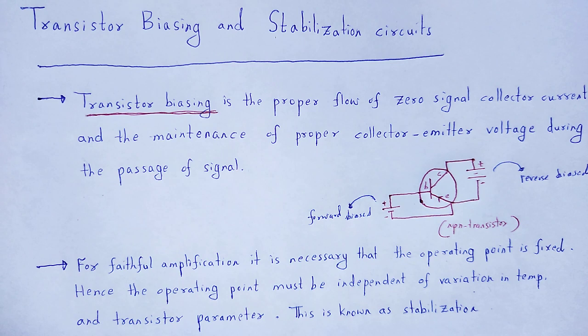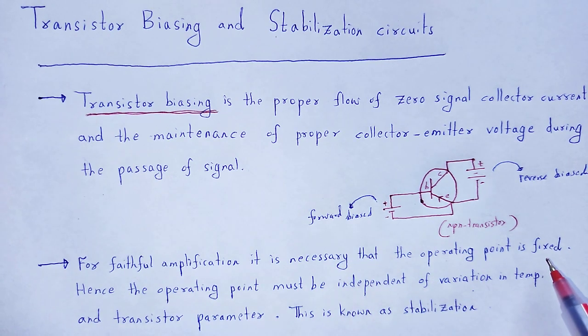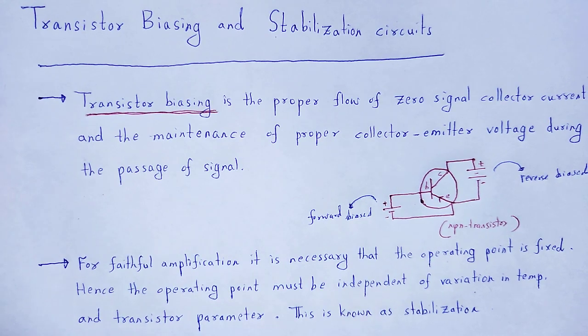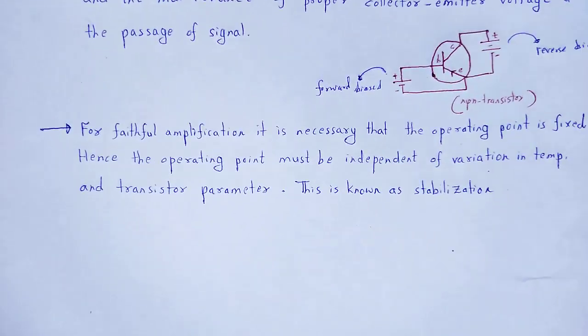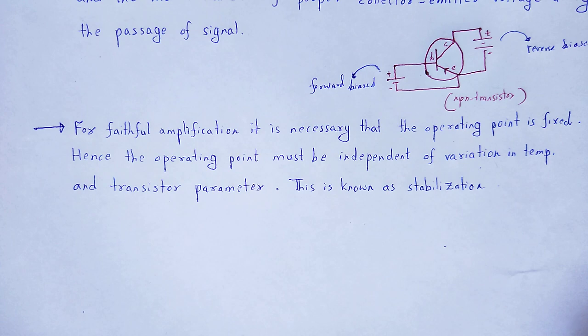Next, for faithful amplification, basically transistors are used for amplification purpose. For faithful amplification, it is necessary that the operating point is fixed. Look here, what is the operating point? That has already been discussed in the previous video.